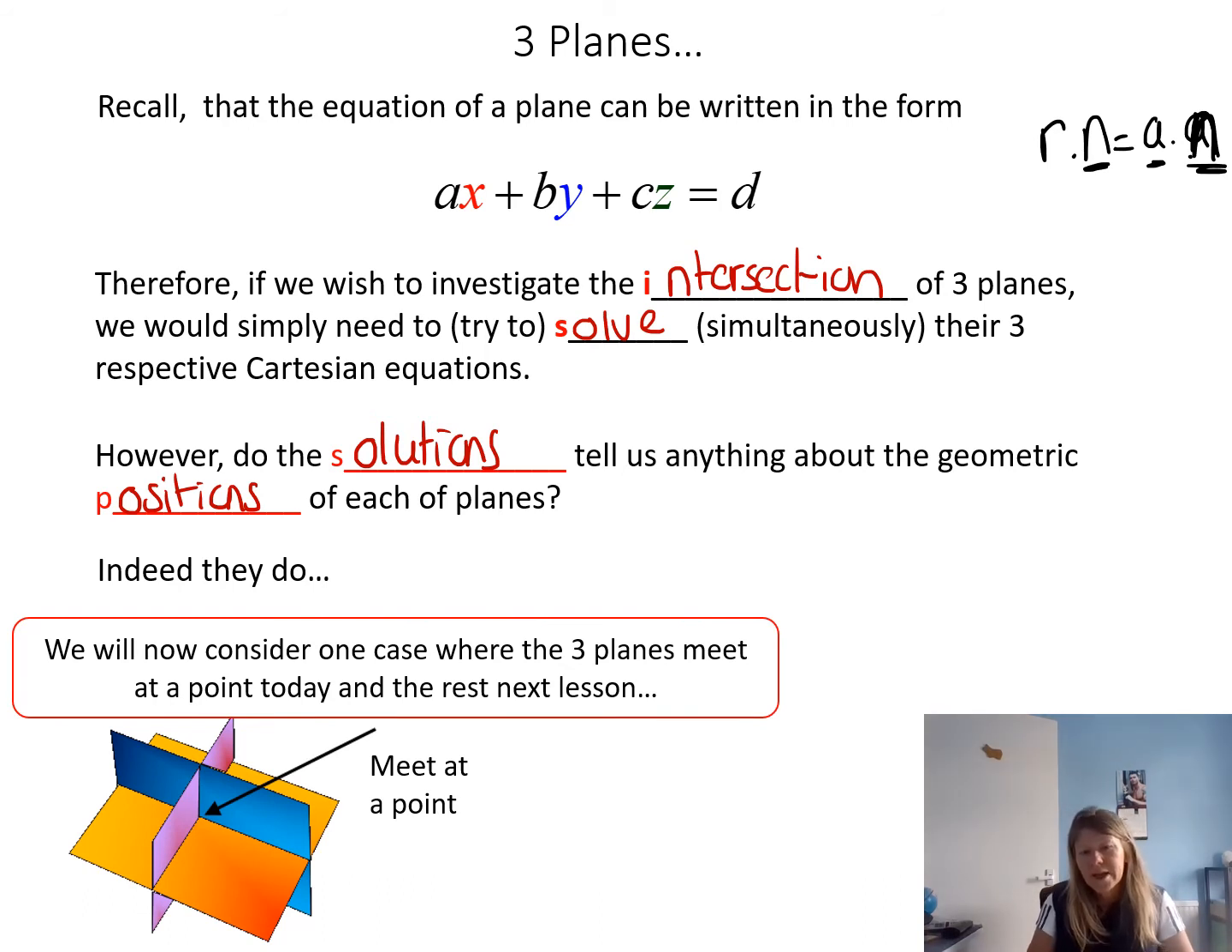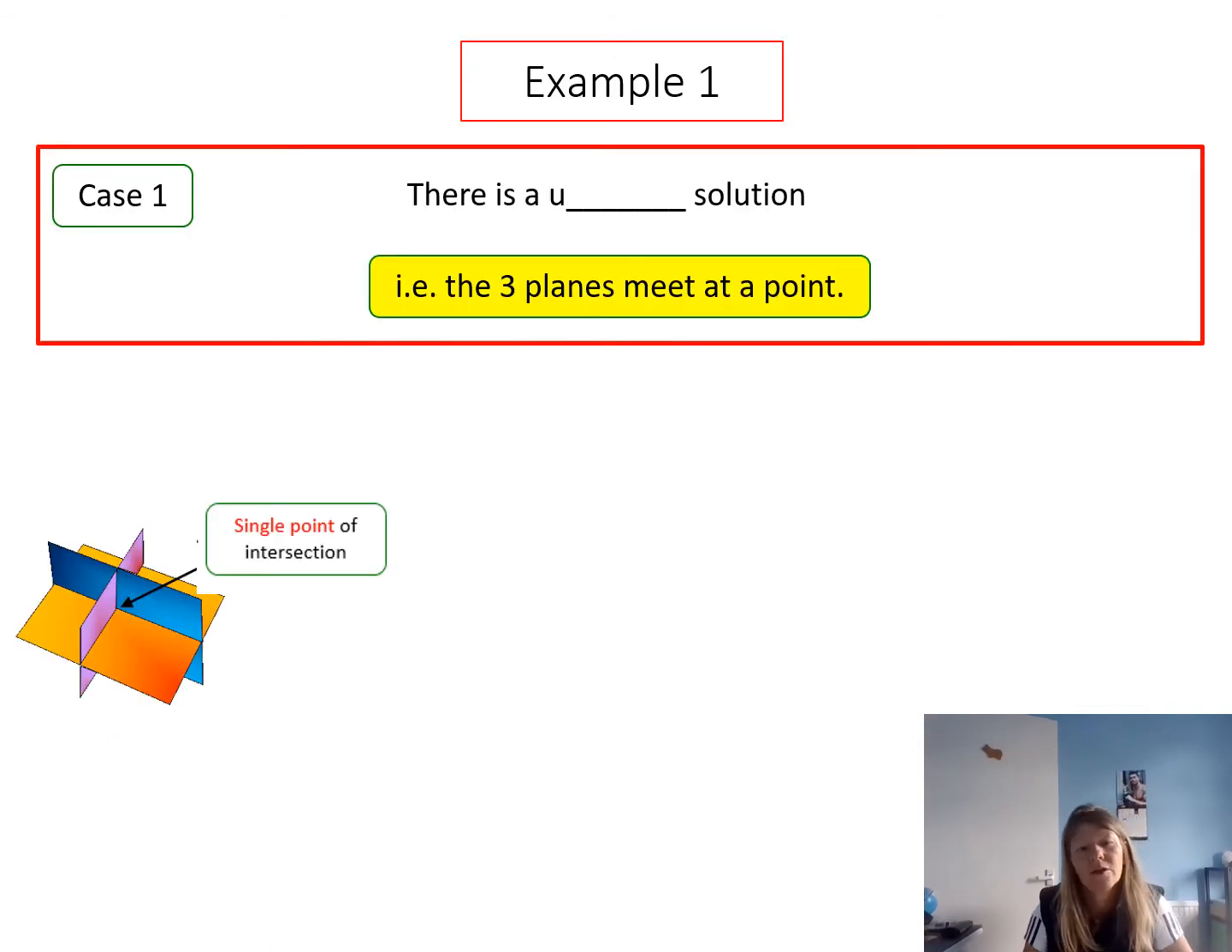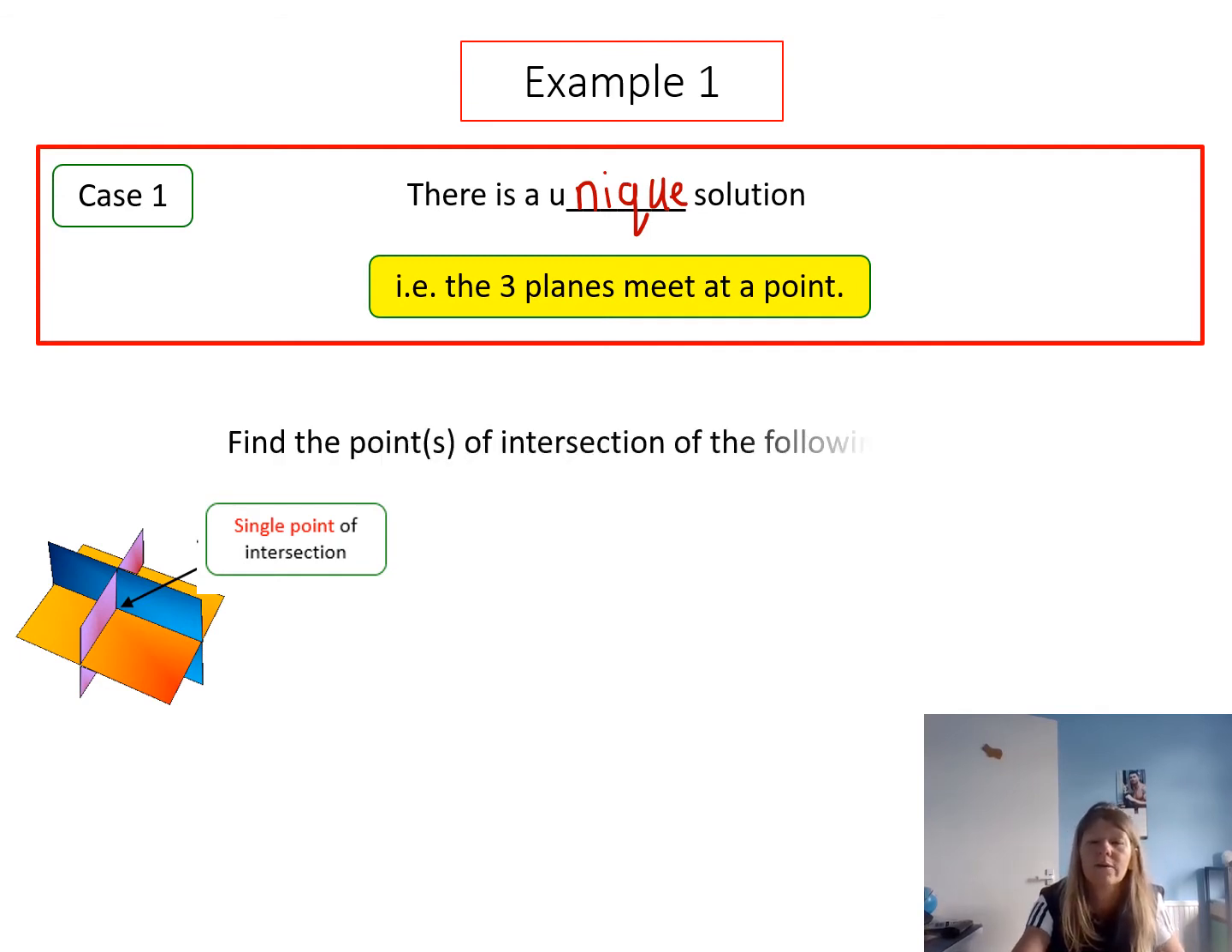We consider today just the case where the three planes meet at one point. And that's about all the rest of this lesson. So the picture will be, if you can see those lovely coloured planes there, they will all meet at just one point. So this is the case we're looking at. There is just one point, so it's a unique solution. The planes meet at one point.